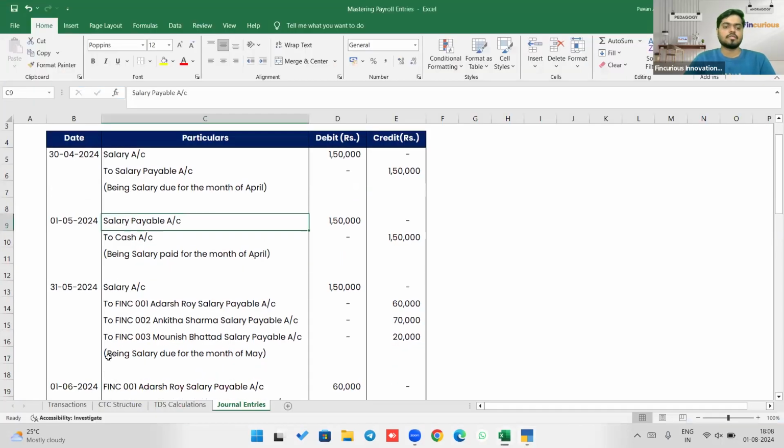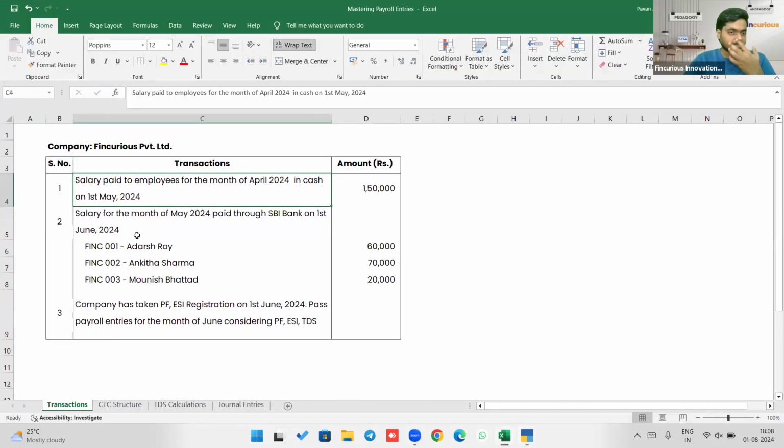Now the second entry. What is the second transaction they are asking about in the question? Salary for the month of May 2024 paid through SBI Bank. This time they are paying through SBI Bank on 1st June. Obviously, for the month of May, 31 days would be there. On 31st of May, they will pass the due entry. On 1st of June, they are going to pass the payment entry.